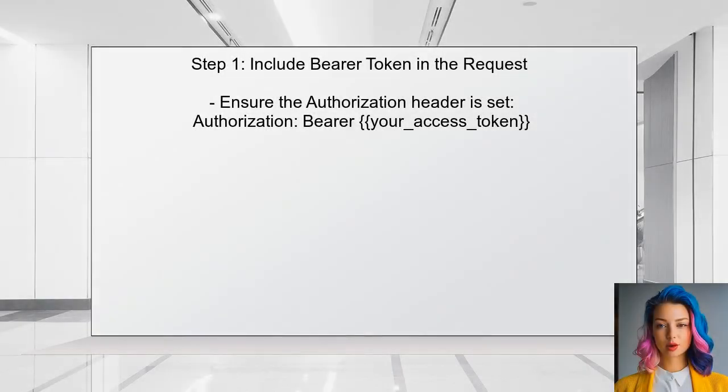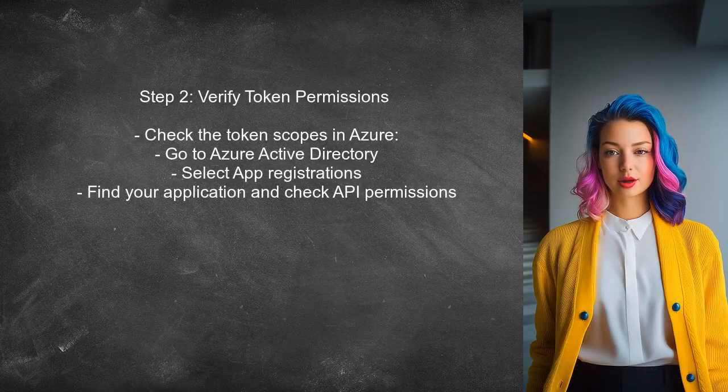To begin resolving the user's issue, we need to ensure that the bearer token is being sent correctly in the HTTP request. The user should check that the token is included in the authorization header. Next, the user should verify that the token has the correct permissions. This can be done by checking the scopes assigned to the token in the Azure portal.